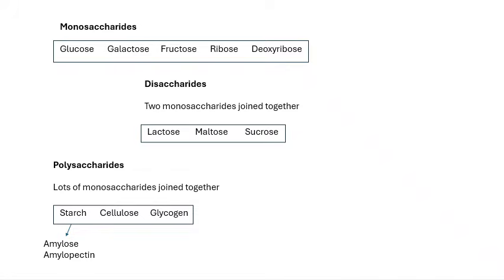And there's two types of starch, amylose and amylopectin, then cellulose and glycogen. Okay, so monosaccharides is just one sugar. Disaccharides is two joined together. And then polysaccharides is lots and lots of them, like a polymer.